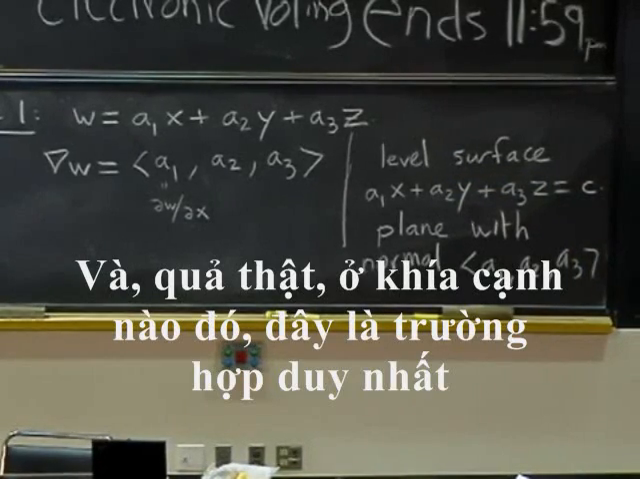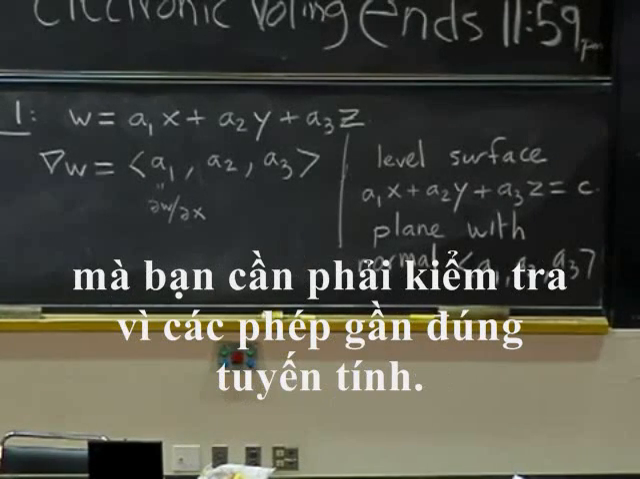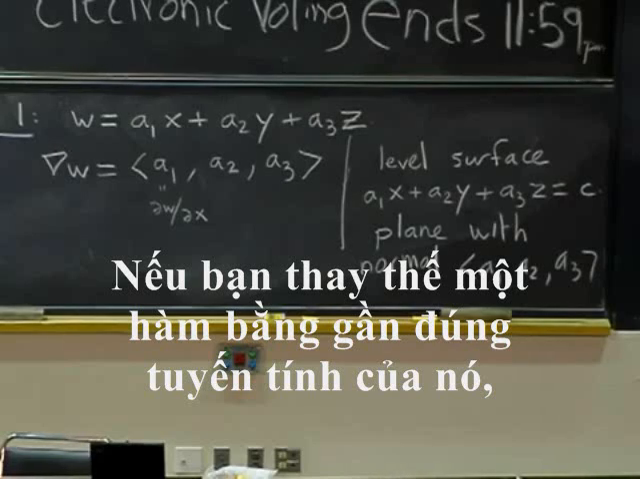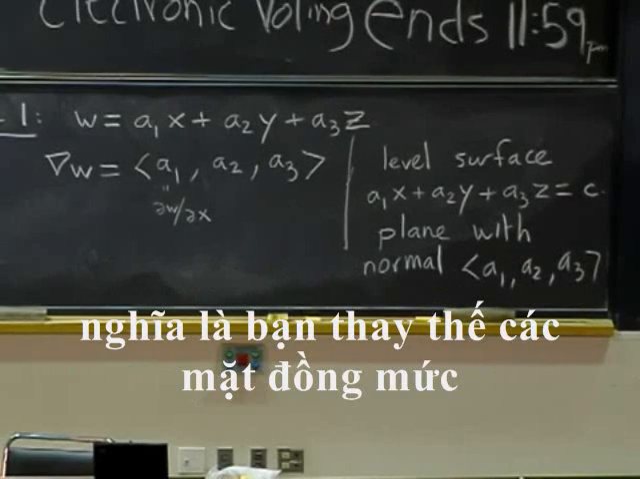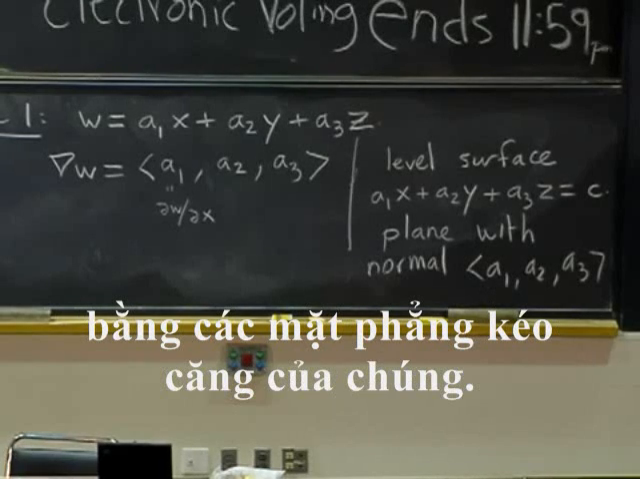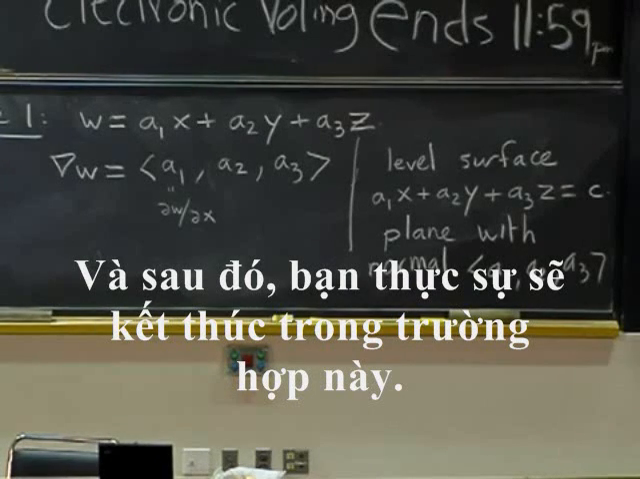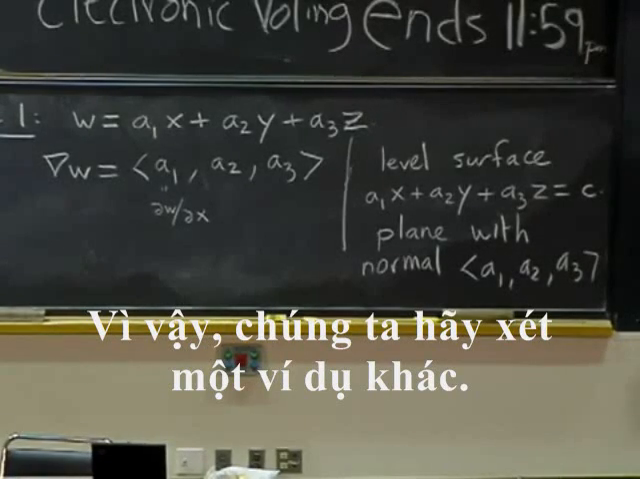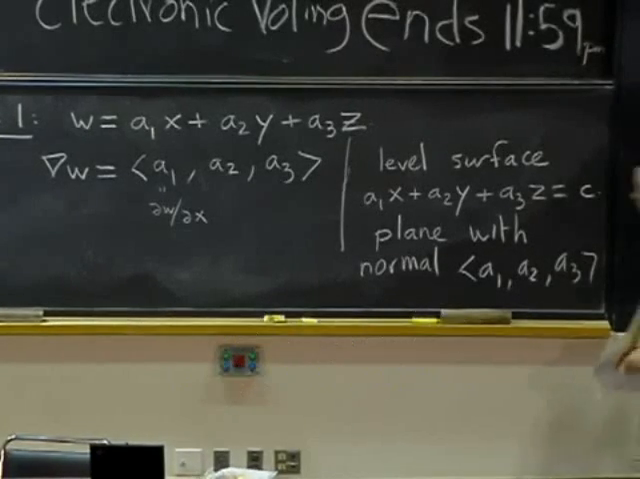In fact, in a way, this is the only case you need to check because of linear approximation. If you replace a function by its linear approximation, that means you will replace the level surfaces by their tangent planes, and then you will actually end up in this situation. But maybe that's not very convincing. So let's do another example.